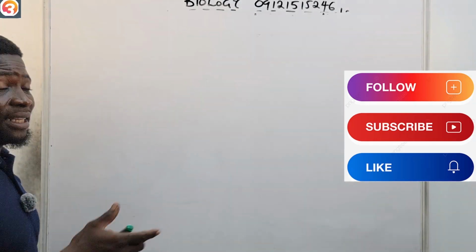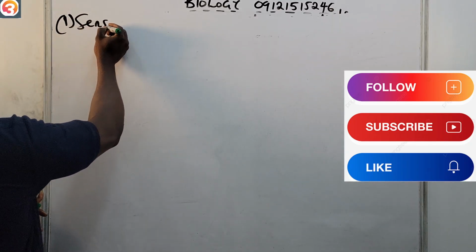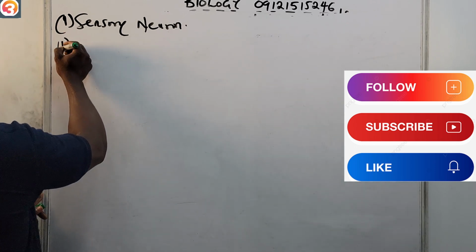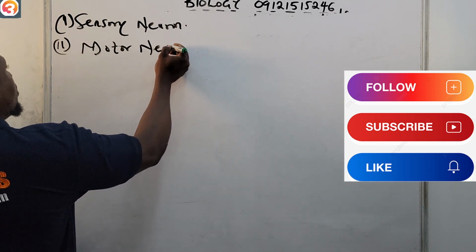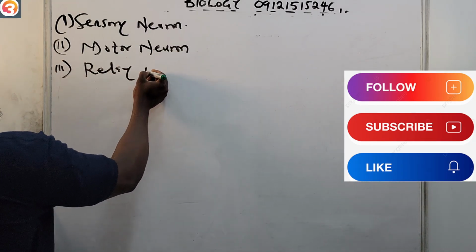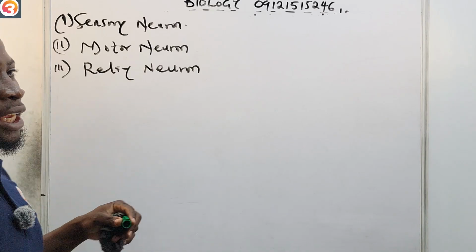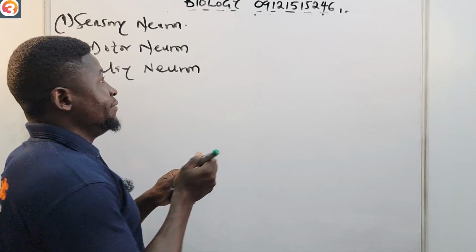So we say there are three types of neurons. Number one, sensory neuron. Number two, motor neuron. And number three, the relay neuron. Now, let us begin with the sensory neuron. What does the sensory neuron do? The sensory neuron is also called the afferent neuron.